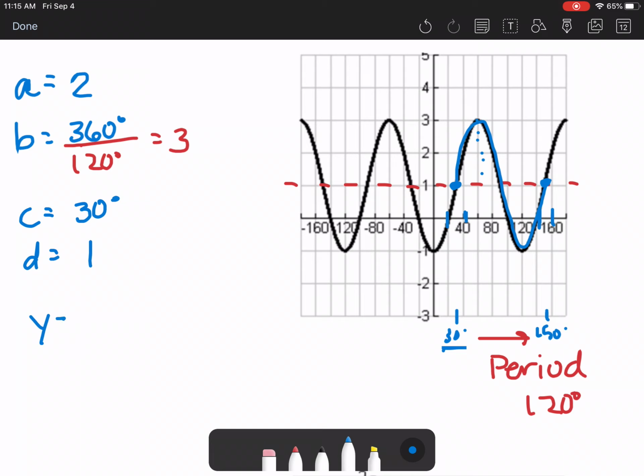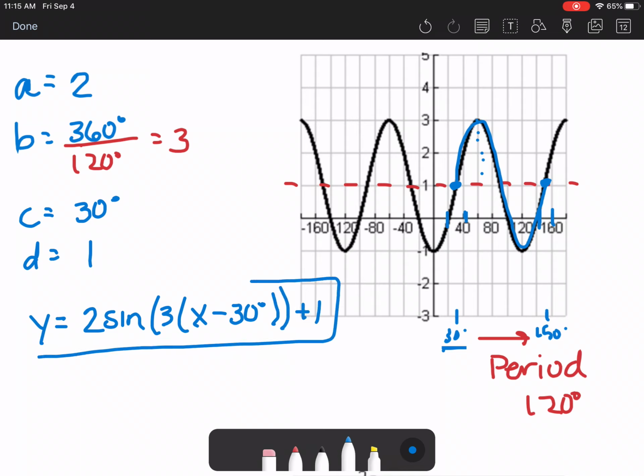All right, so I'm going to set up my equation. I'm going to have y is equal to 2. This is a sine curve, so 2 times the sine of B is 3, and then I'm going to do x. Remember, we do opposite, so it's going to be minus 30 degrees, representing the fact that we went right from the origin. Close my parentheses, and then we've got plus 1. So there is my equation.